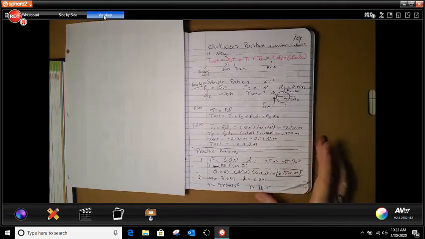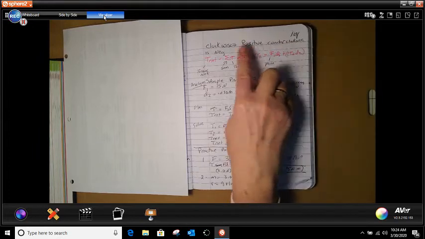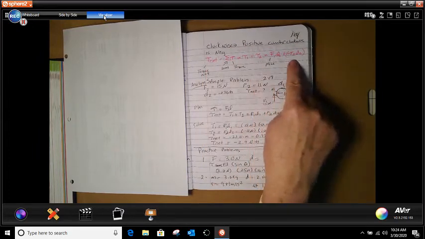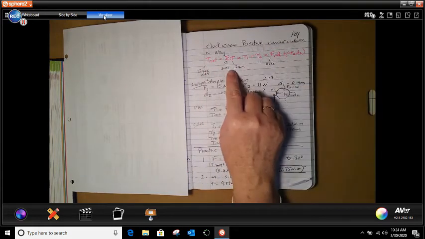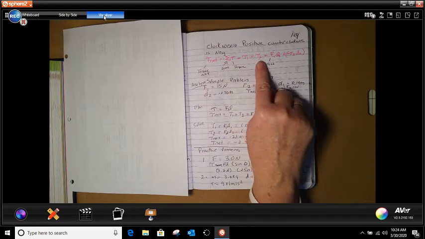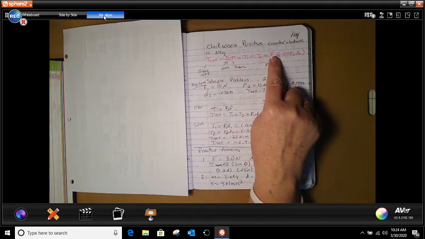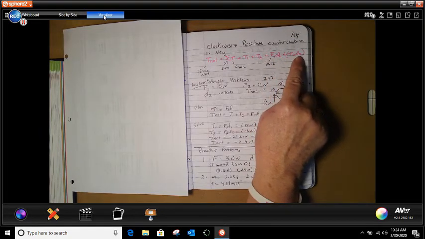So I want to make sure that you understand some other important facts. Number 1, clockwise is positive and counterclockwise is negative. And here is our equation: tau net equals the sum of the torques. You have torque 1 plus torque 2, force 1 times d1 plus negative force 2 times d2.